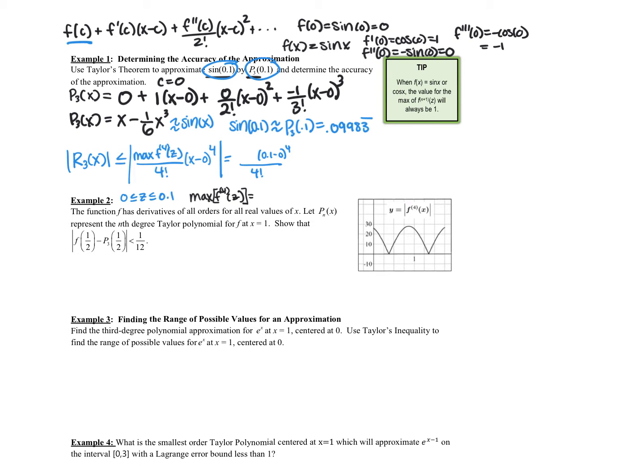What was our third derivative? Negative cosine. What's our fourth derivative? Sine. So we're going to find the maximum of sine for some z in between this region, 0 to 0.1. Well, what's the maximum of sine always? 1, right? Sine will never get above 1, right? So if we're between 0 and 0.1, sine will be at most 1. So we're going to use 1 for the maximum because sine is always less than 1.